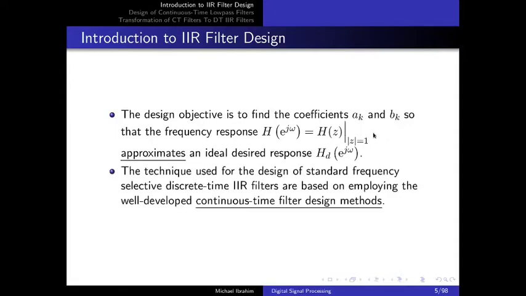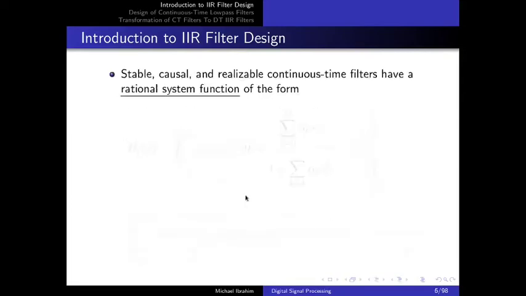Generally, the techniques used to design IIR filters are based on employing the continuous time filter design methods. In other words, when we design a digital IIR filter, we start by designing a continuous time filter, and then we use a continuous time to discrete time transformation to transform the continuous time filter we have into a digital IIR filter.